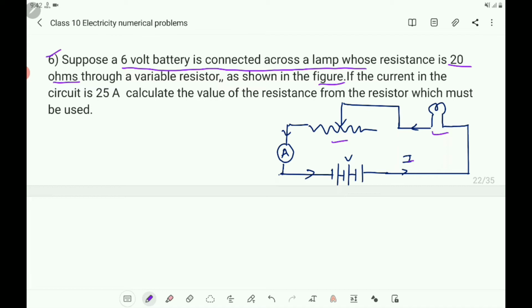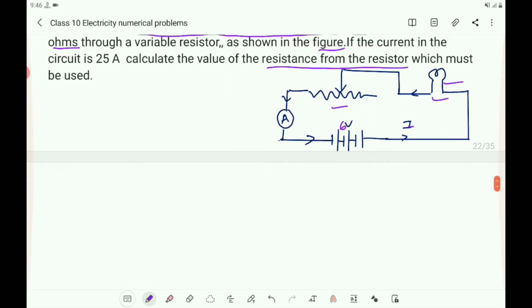Here what is given? The voltage of the battery is given, that is 6-volt battery, and next the current flowing through the circuit is given, and the resistance is 20 ohms. Here we have to find out the resistance required from the variable resistor. What we have to find out? We have to find the resistance required from the variable resistor. So let us consider the resistance required from the variable resistor is R. So you write that.